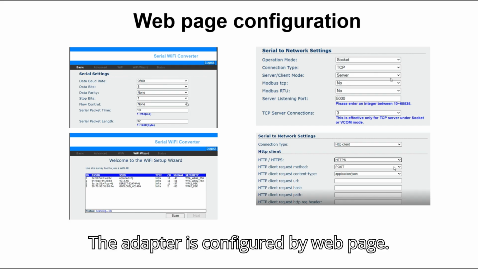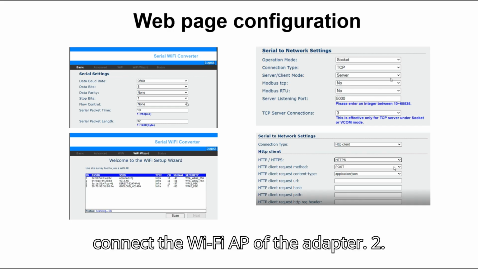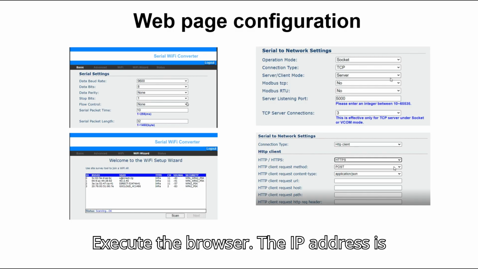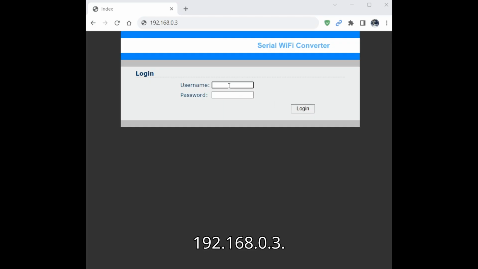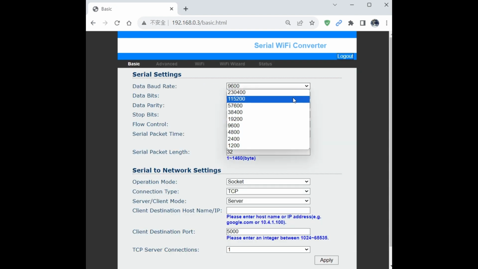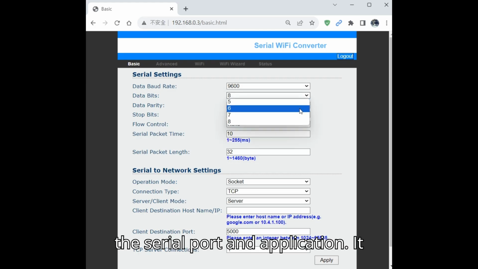The adapter is configured by web page. 1. Use the PC or NB to connect to the Wi-Fi AP of the adapter. 2. Execute the browser. The IP address is 192.168.0.3. 3. Log in and configure the adapter. 4. On the basic page, you will configure the serial port and application.